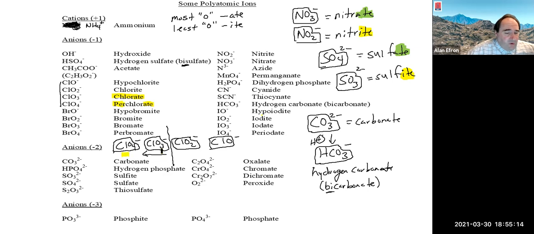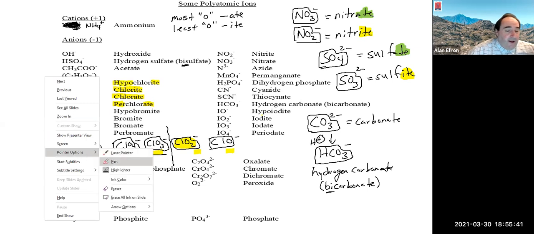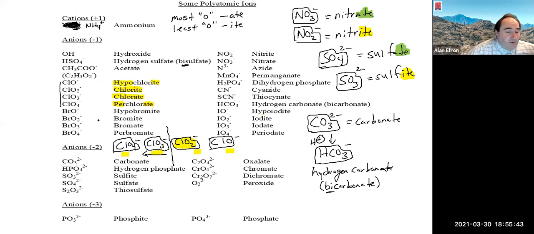This is chlorate. These two guys on the right have the least number of oxygens. They should end in ite, which they do. So they both end in ite. So this is chlorite, this guy right here. But the one with the least number of oxygens in a group of 4, in addition to ending with ite, they start with hypo. So that's hypochlorite, chlorite, chlorate, and perchlorate.